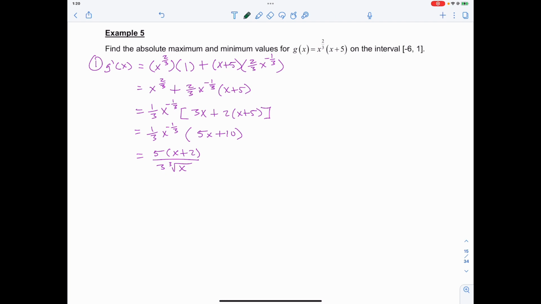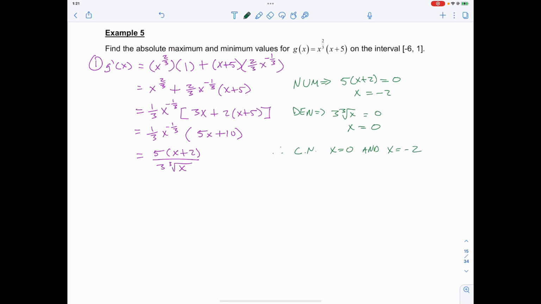Now, for the critical numbers, I'm going to pull from the numerator, where 5 times x plus 2 is equal to 0, which means that x would equal -2. And from the denominator, where if I have 3 and the cube root of x is equal to 0, then x is going to equal 0. Therefore, the critical numbers are going to be x is equal to 0 and x is equal to -2.